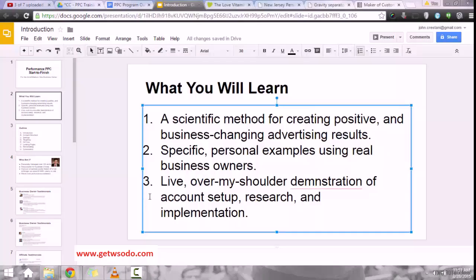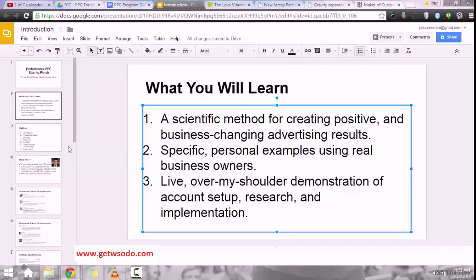And the third thing is live over my shoulder demonstration. I messed up the note there, but live over my shoulder demonstration of account setup, research, and implementation. So there will be many parts where you'll be watching literally as I'm doing research for a business or a URL we find and want to use as an example. This is so you aren't left guessing by looking at PowerPoint slides, which are a good baseline for learning, but they don't really take it all the way. What you want to do is see exactly what I'm doing to create accounts for people.